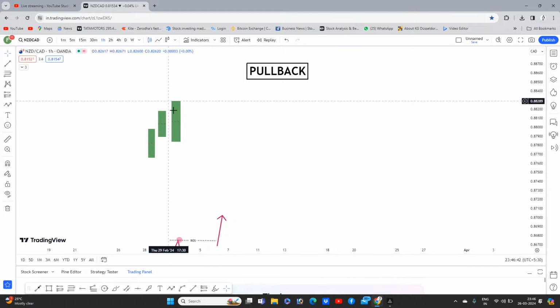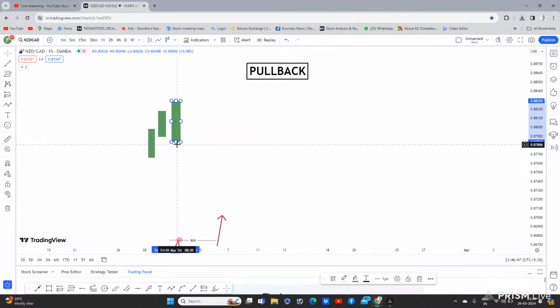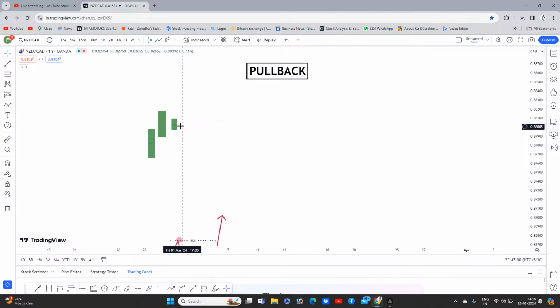Sometimes what happens is, and listen very carefully, the color of the candle doesn't matter. Sometimes the market makes so many inside candles inside one big candle, and because of that people often get confused that this is the pullback, because what I have said is the market needs to break the low of the previous candle. So this is a previous candle.